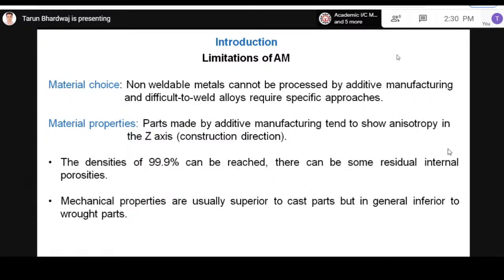And the problem is that we are also getting some residual internal porosity and residual stress in this process, because they are very high thermal gradient processes. So there may be a chance that we are getting high residual stress. We can remove that by post processing technique. We will talk about the post processing technique later.